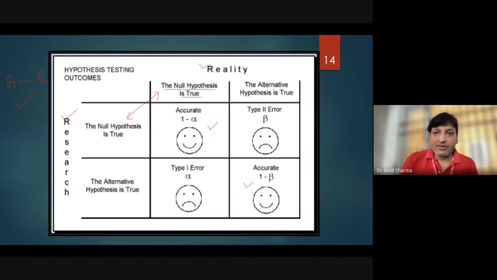And the second situation is what? The alternative hypothesis is true in reality. And if you assume that it is really true, that time you will be sad because the reality is not matching the research. So whenever you have error, type 1 we have on this side, and type 2 on this side. Whenever we are expecting a type 1 error, we designate it as alpha, this one. And whenever we are expecting a type 2 error, we designate this one as beta.